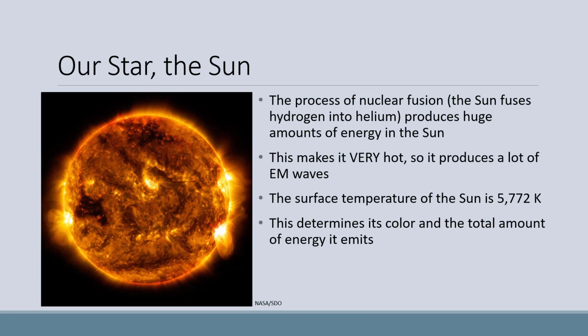The process of nuclear fusion, because the sun fuses hydrogen into helium, produces huge amounts of energy in the sun. This makes it very hot, so it produces a lot of EM waves. The surface temperature of the sun is about 5,702 Kelvin. This determines its color and the total amount of energy it emits.